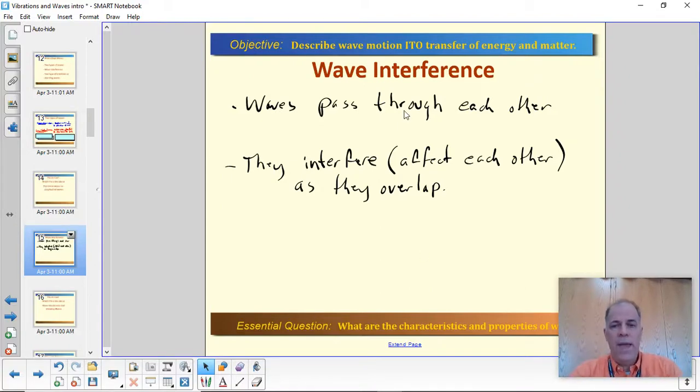Okay? But waves are different. Waves do pass through each other. So that's the first thing. However, as the waves pass through each other, they do what we call interfere. They interact to affect the amplitude of the individual waves. So sometimes they combine to make a larger wave for a moment, and sometimes they combine to make a smaller wave for a moment. But they interfere and they change each other's amplitude as the waves pass through each other.